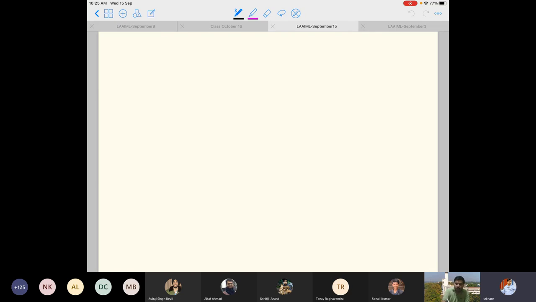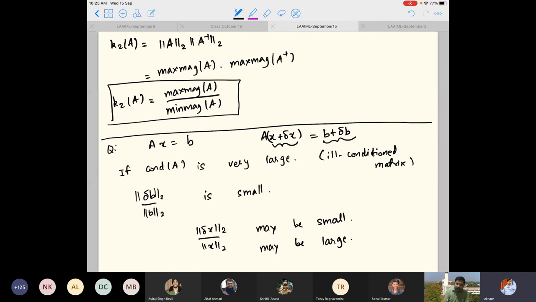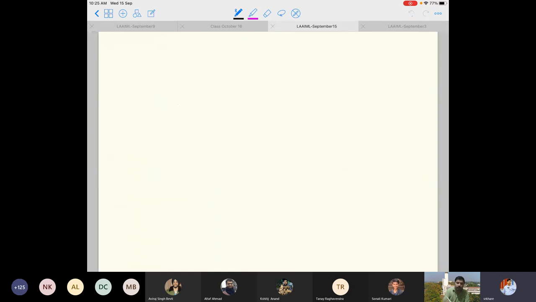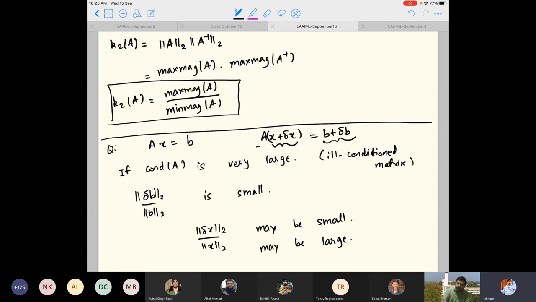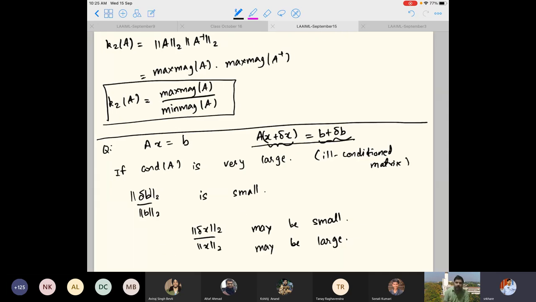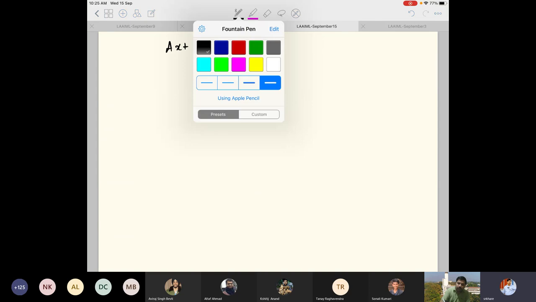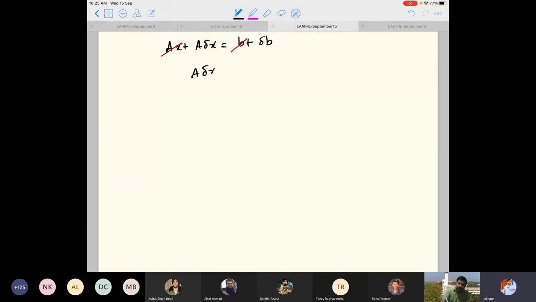So all of you remember this proof that we were trying to do. How were we trying to prove this? So you had A(x + delta x) is equal to B plus delta B, right? That's what we were saying. And this comes from this equation, A(x + delta x) is equal to B plus delta B. And we already know that Ax is equal to B, so I cancel this Ax is equal to B. So what do I get? I get A delta x is equal to delta B, right? And this means that delta x is equal to A inverse into delta B.